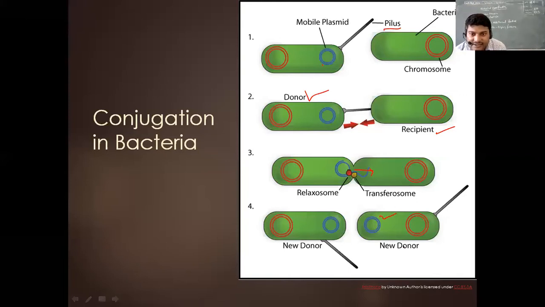But at the end, the recipient gets a copy of the plasmid DNA, and now it can act as a donor. That means the bacteria can transfer the plasmid from one organism to the next, from one to the next, with the help of conjugation. Now, in what situation might it be helpful?